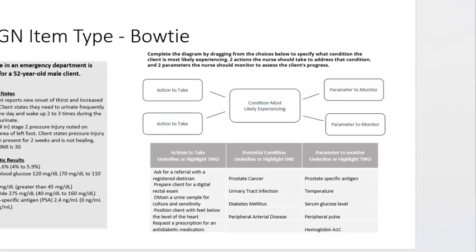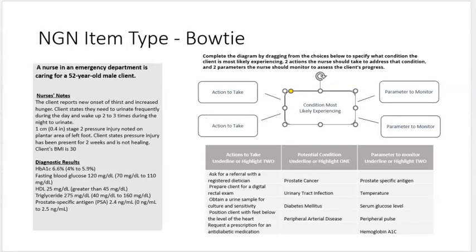I am going to show you a couple of item types for the NCLEX. This one here is called the bow tie. What it is, you have a scenario usually, and then you have 5 answer options to put in here. So usually it describes something and you have to pick what condition is being described here. That goes in the middle of your bow tie. Then you pick 2 actions to take and 2 parameters to monitor.